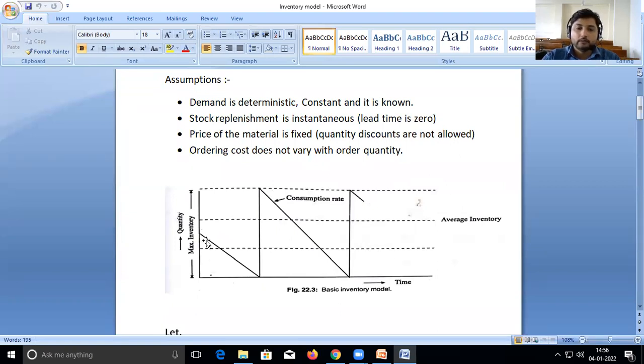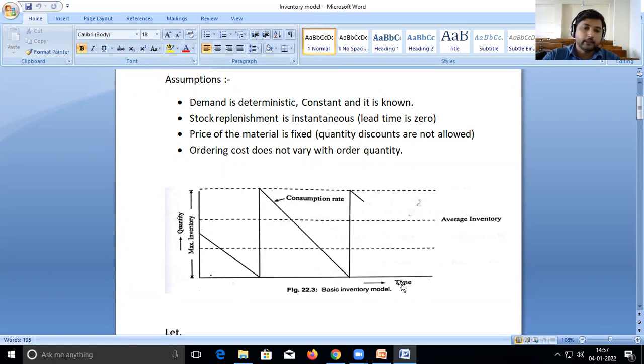So once the stock reaches this point, the replenishment action, or providing the order to the supplier, will start. And the last line, this x-axis, will be considered as the minimum stock level. So once the quantity reaches this minimum level, the replenishment action should be completed.